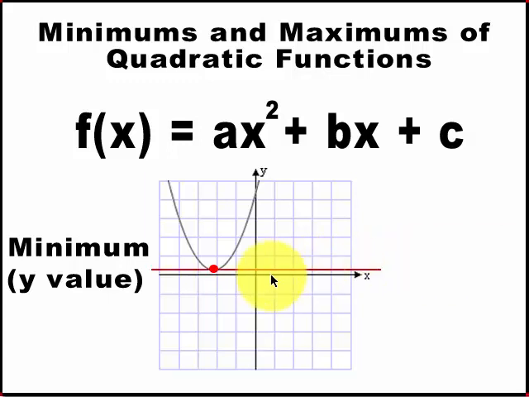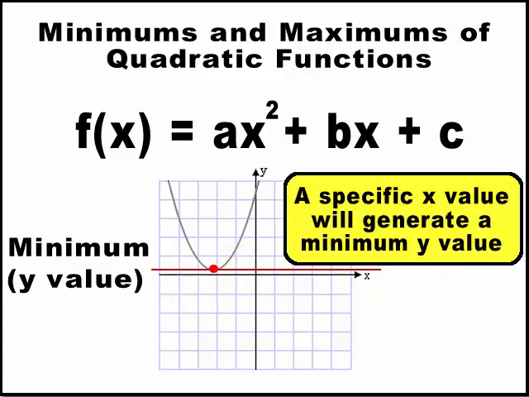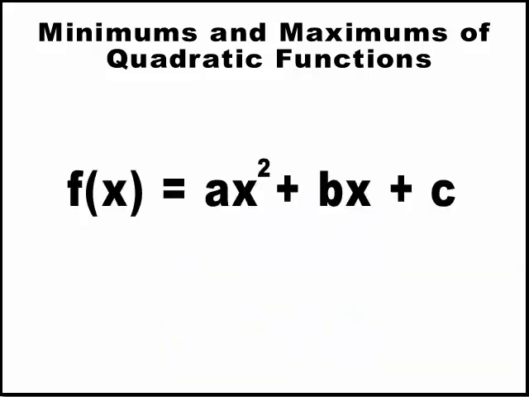Okay, so our little example here is whatever that point is on the parabola, the y part of it would be the smallest value that equation would generate. So remember, only one x value will generate a minimum y value, and that's what we call the minimum. Both the minimums and the maximums were on the vertex.